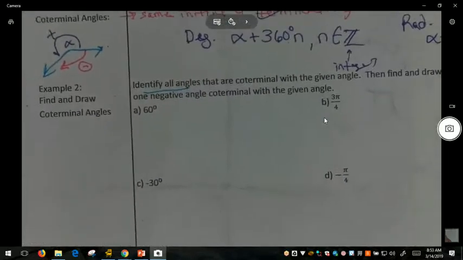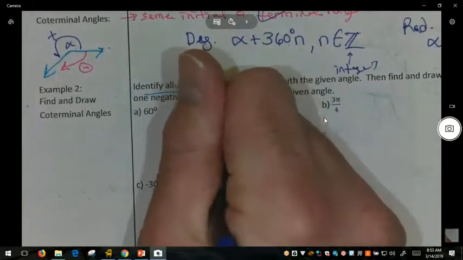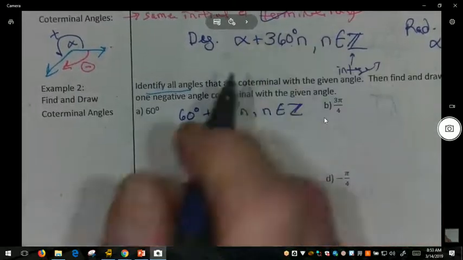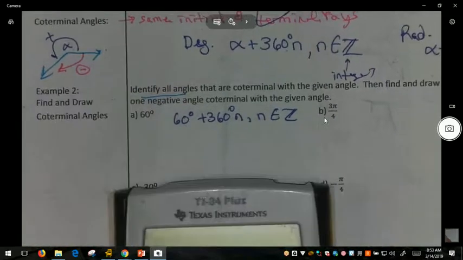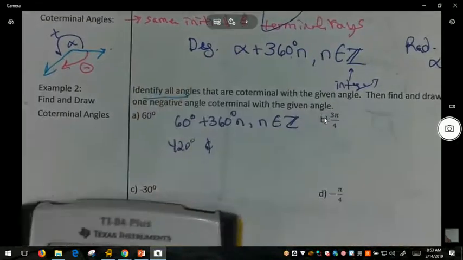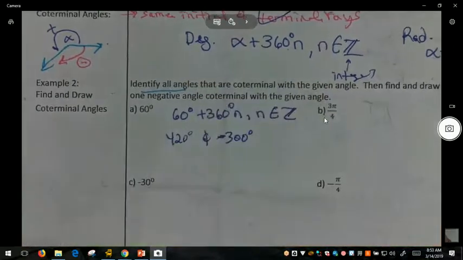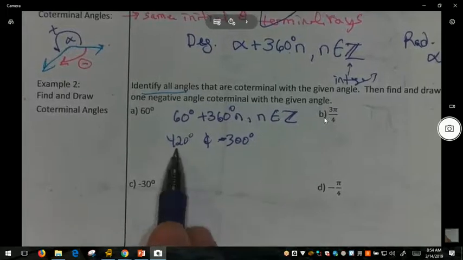For 60 degrees, because it's in degrees, the notation for all would be 60 plus 360 degrees times n, where n is an element of the integers. For a positive coterminal, I would simply do 60 plus 360, which is 420, and 60 minus 360, which is -300. If on my first attempt at addition and subtraction of 360, I did not get the positive or the negative, then I would continue adding or subtracting 360 until I got one that was positive and one that was negative.